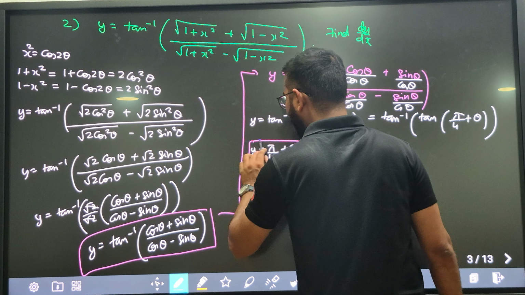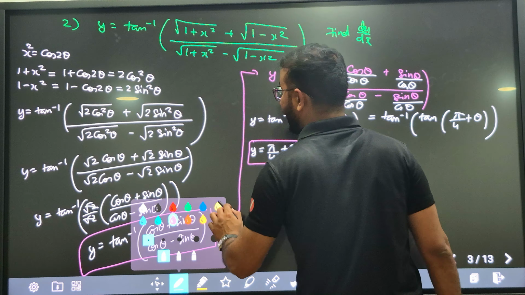Now we'll substitute the value of theta. Let's see how to substitute the value. So you have cos 2 theta is equal to x square. 2 theta is equal to cos inverse x square, right? So what is the value of theta coming out to be? 1 by 2 cos inverse x square, which will substitute here. So y is coming out to be pi by 4 plus 1 by 2 cos inverse x square. Now we'll differentiate with respect to x.